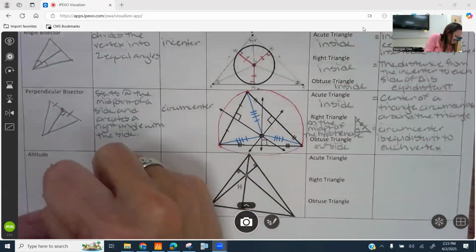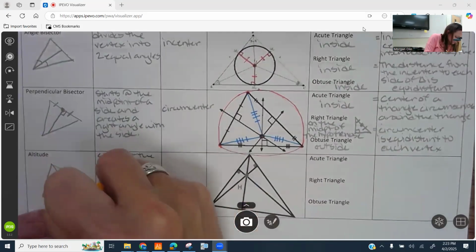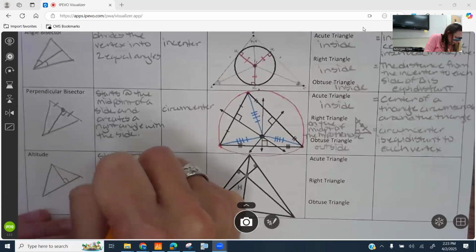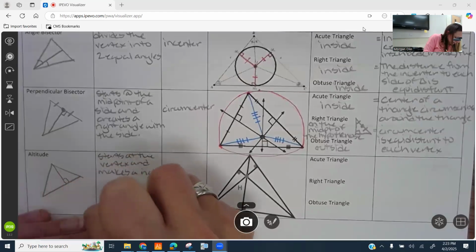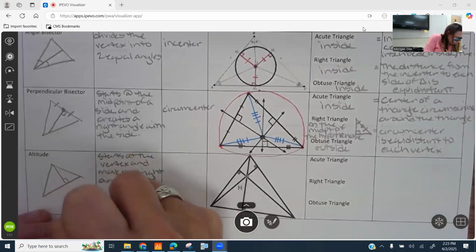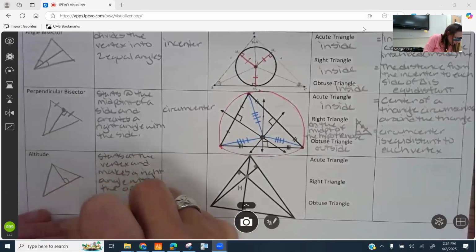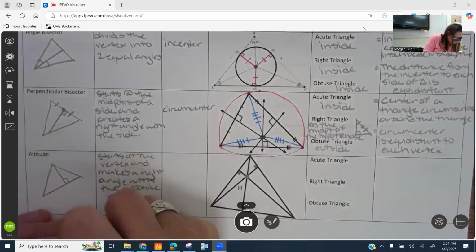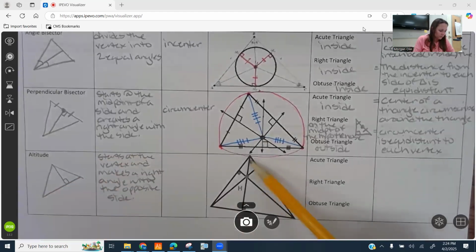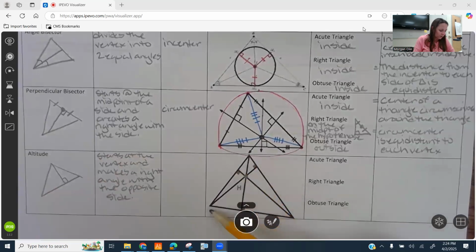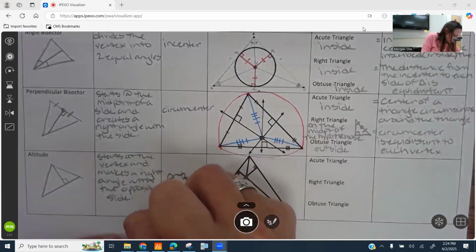So basically, it starts at the vertex and makes a right angle with the opposite side. All right. And like this one right here, vertex, right angle, vertex, right angle, vertex, right angle, it all meets at one point. And this point is called the orthocenter.